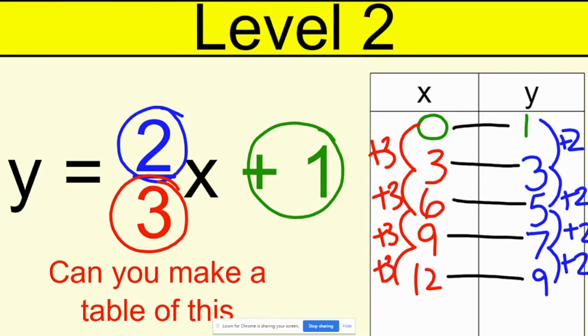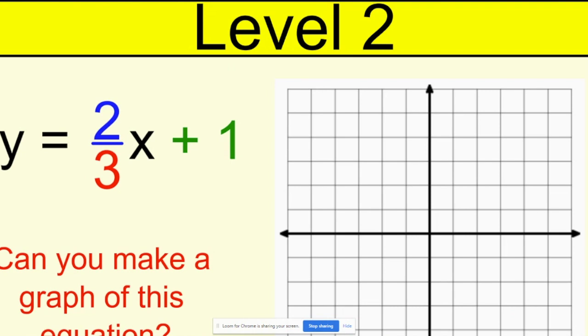What does this look like on a graph? Now I have a graph here that says I can graph this equation. First, I'm going to start with, again, my y-intercept. So with that y-intercept, remember this is my y-line, so I'm going to put a dot right there on y equals 1. Then I'm going to do my change in y. Change in y, another way of saying it, is rise. So from here, I'm going to rise 1, 2.